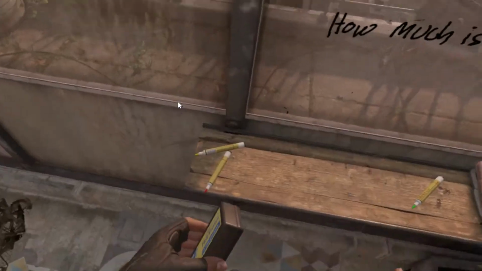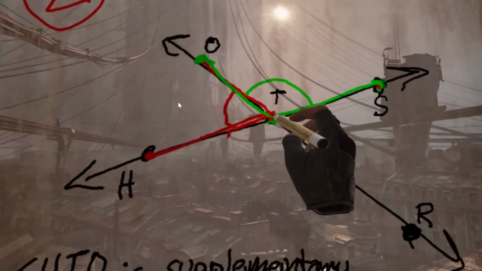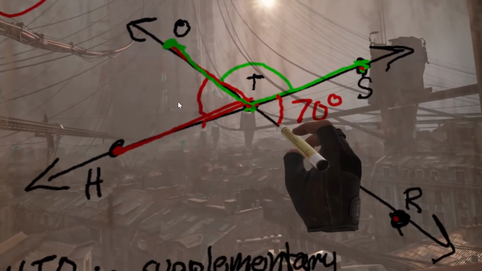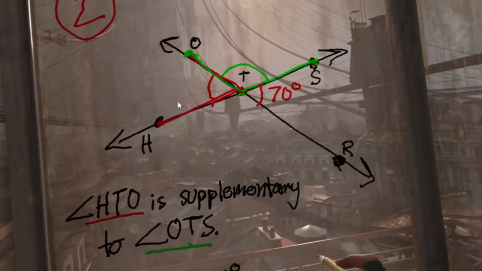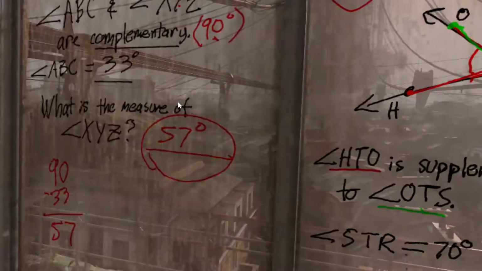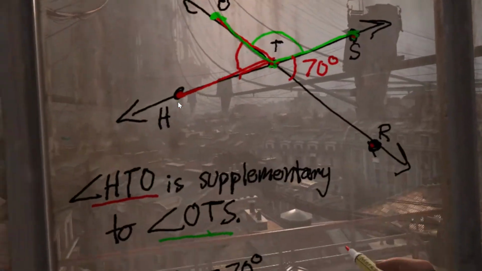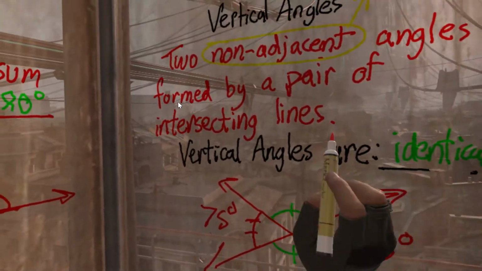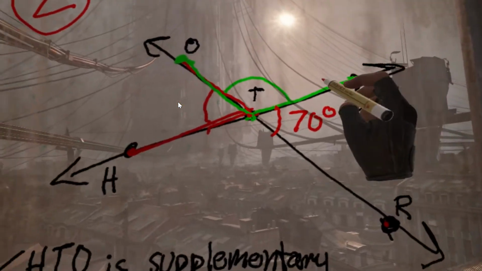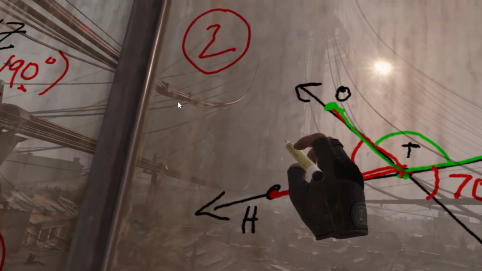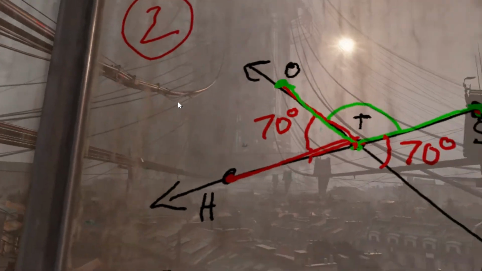Let's keep moving though. They give us a number, which is that angle STR equals 70 degrees. So let's label that STR. This angle right here is 70 degrees, okay? And they want me to know how much each angle is. Let's label each individual angle. Well, we have a few tricks and tools now, which is the fact that I see a pair of vertical angles. Vertical angles, again, are two non-adjacent angles across from each other, and they are going to be identical. So if angle STR is 70 degrees, the vertical angle to it over here, HTO, must also be 70 degrees. Nice, that was no math at all, okay?